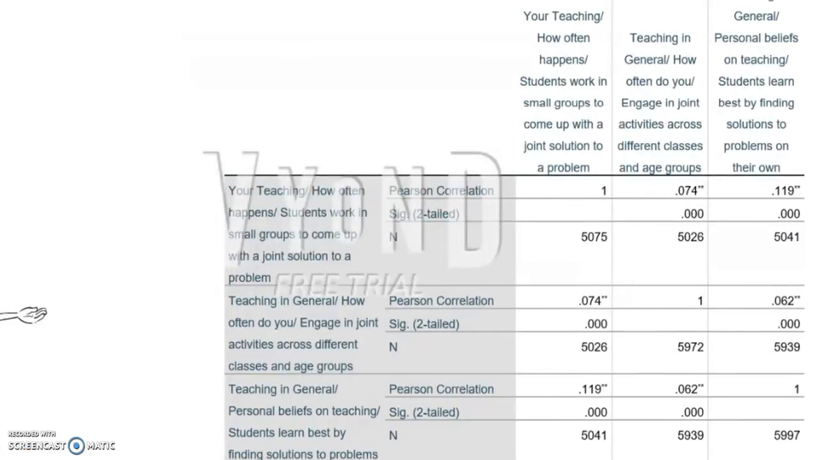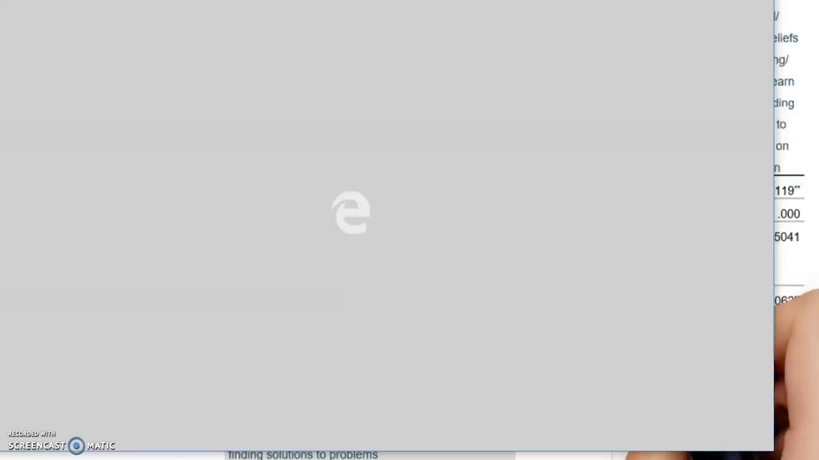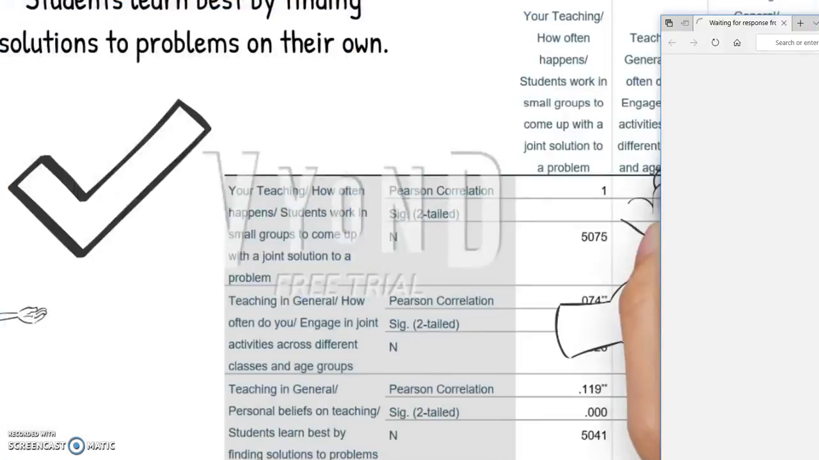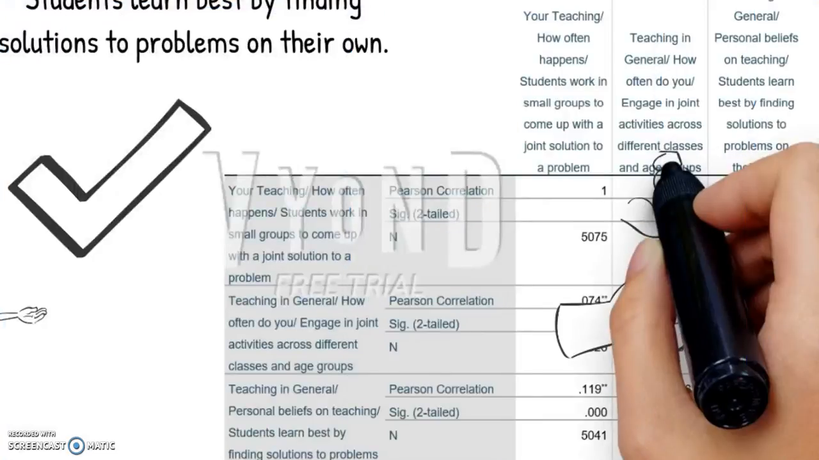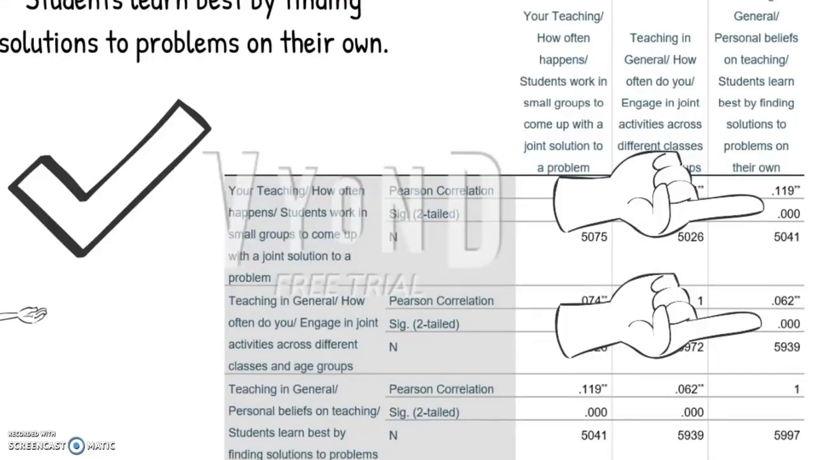If teachers held the belief that students learn best by finding solutions to problems on their own, this was statistically correlated with the classroom practice of students working in small groups to come up with a joint solution, and engaging students in different classes and age groups for projects, although again, it was not a strong correlation based on the Pearson correlation coefficient.